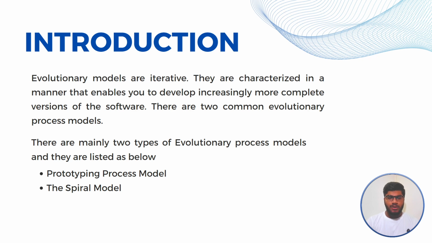There are two common evolutionary process models. There are mainly two types of evolutionary process models, and they are listed as below. The first one is the prototyping process model, and the second one is the spiral model. These are the two major models which come under the evolutionary process models. Now let us discuss each and every type. First, let us discuss the prototyping process model.